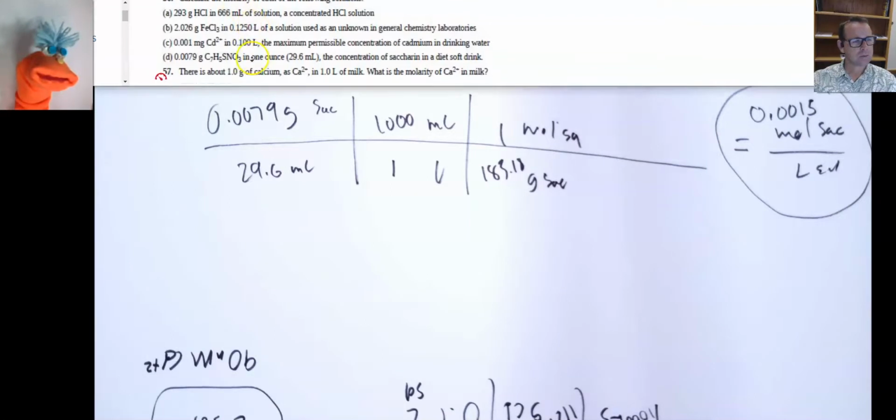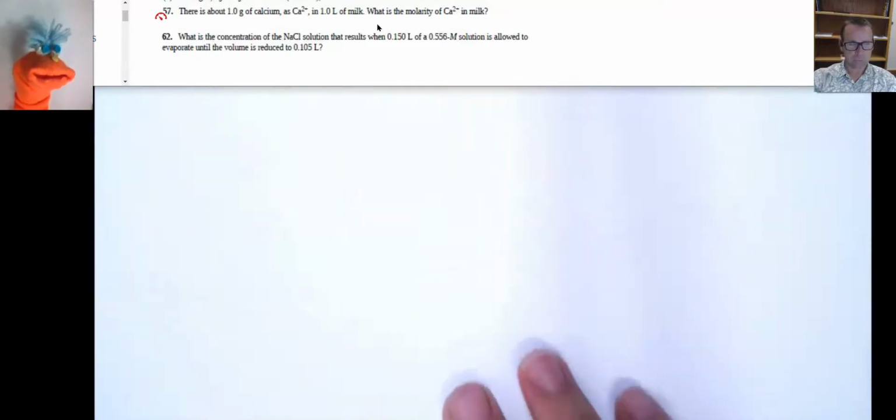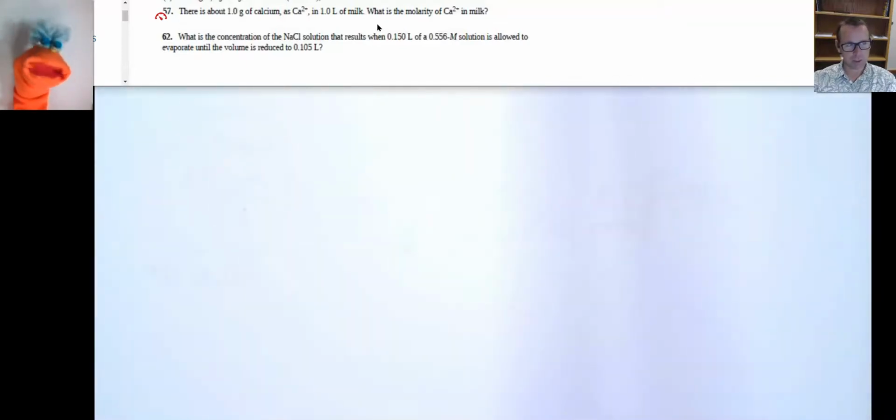Okay, so any more to do? A couple more. There's about 1 gram of calcium in 1 liter of milk. What's the molarity of calcium? Calcium, that's the most abundant thing in milk, isn't it? Well, not quite. Oh, besides water? Well, I'm not sure about the concentration of proteins and fats, but it could be. It's probably not going to be more abundant than sodium, chlorine, but we'll see how much calcium there is.